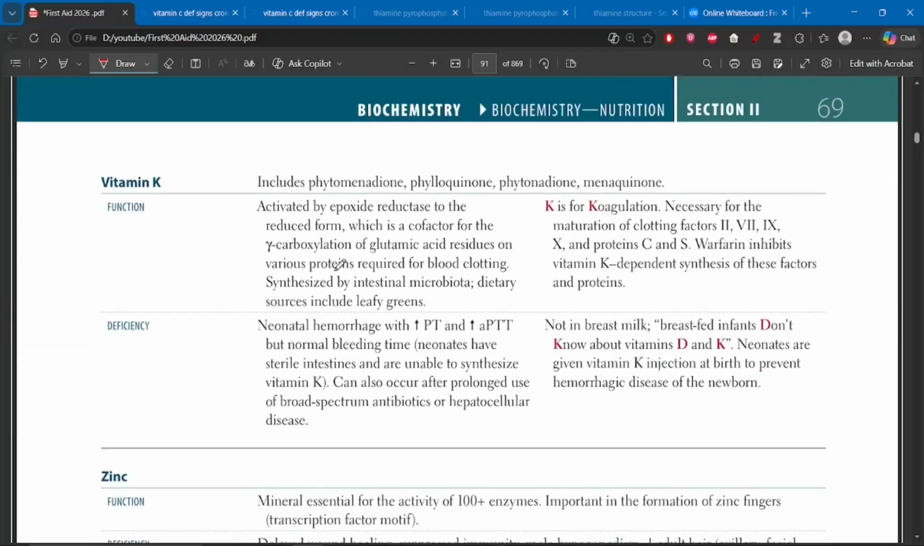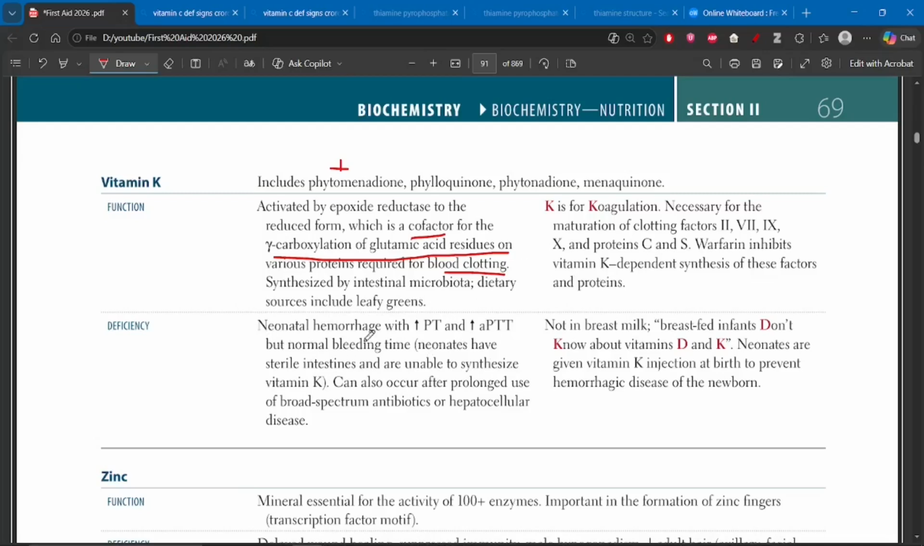And the second one, we have vitamin K. Vitamin K includes phytomenadione, phylloquinone, phytonadione, and menaquinone. You don't need to remember these names; not important. Function: it is activated by epoxide reductase to the reduced form. The reduced form is a cofactor for gamma carboxylation of glutamic acid residues on various proteins required for blood clotting. So essentially, the reduced form is the cofactor in the gamma carboxylation part.